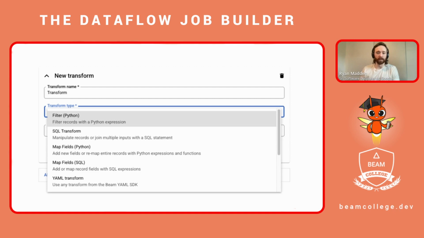Transforms in the Job Builder make it easy to modify, filter, and combine data. Like with sources, the Job Builder form supports popular use cases directly, but any Beam YAML transform can be used via the YAML transform option.